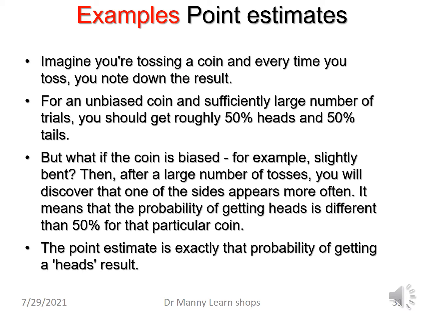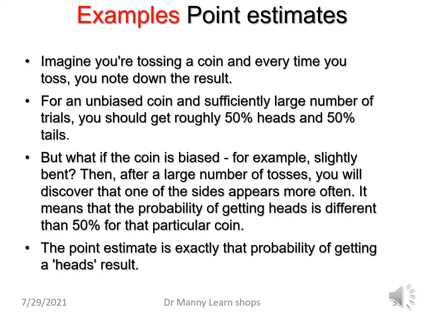So an example of point estimates: imagine you're tossing a coin, and every time you toss, you note down the result. For an unbiased coin, which means it has a head and it has a tail, and a sufficiently large number of trials, you should get roughly 50% heads and 50% tails.